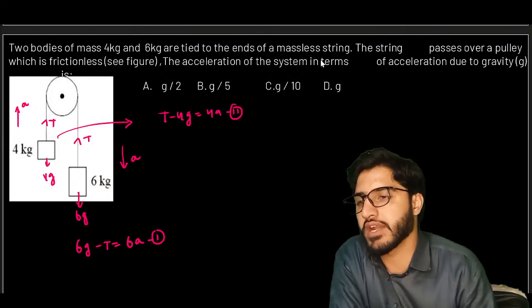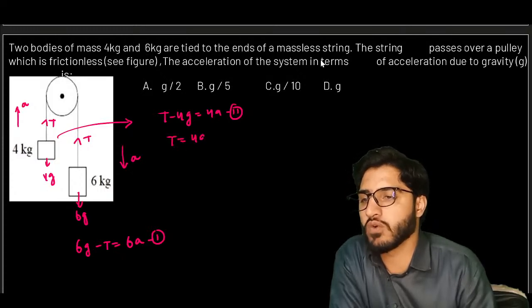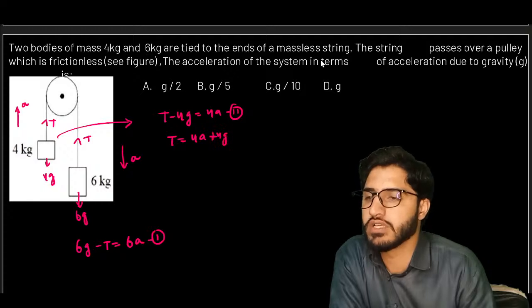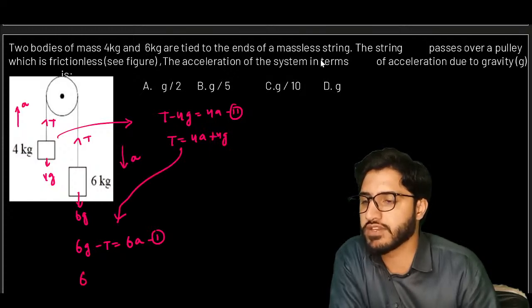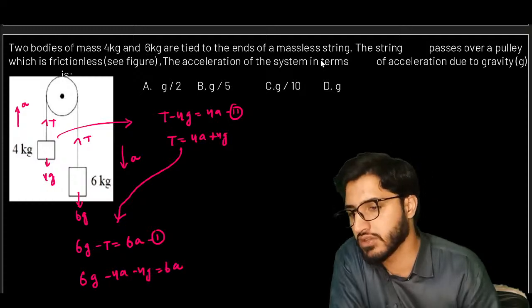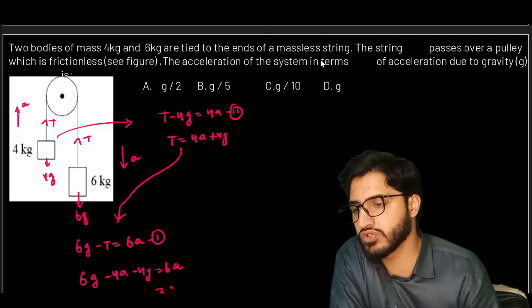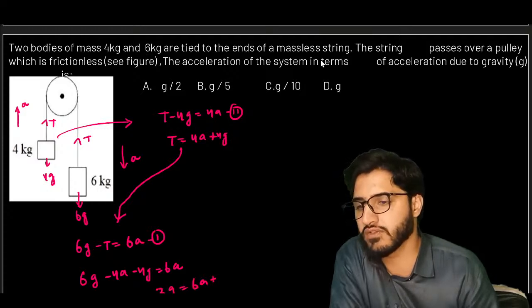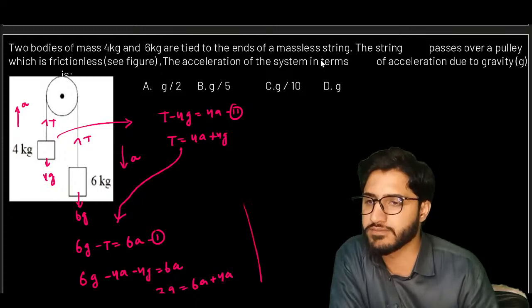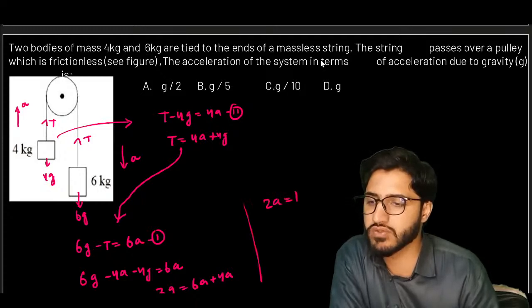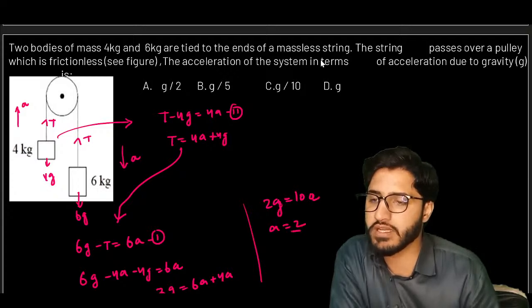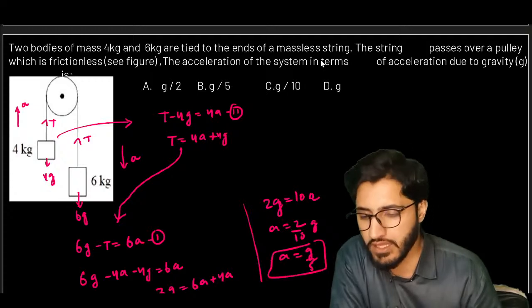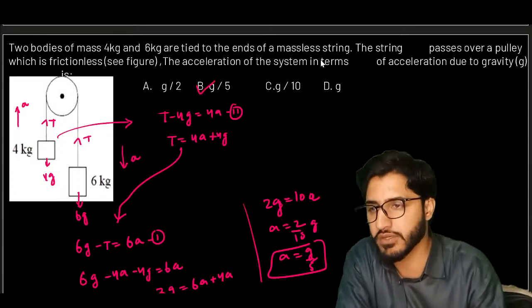So how can we get it? Look, T came out to be 4A plus 4g. Place the value here. So 6g minus 4A minus 4g equals 6A. So 6 minus 4, that is 2. So I get 2g equals 6A plus 4A. So I can write 2g equals 10A. So A came out to be 2 by 10 g. That is, A came out to be g by 5. A is what? g by 5. That means option B is correct.